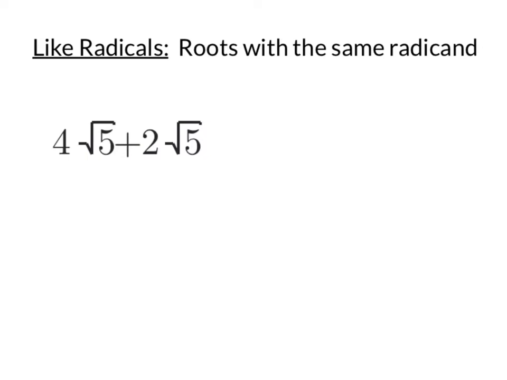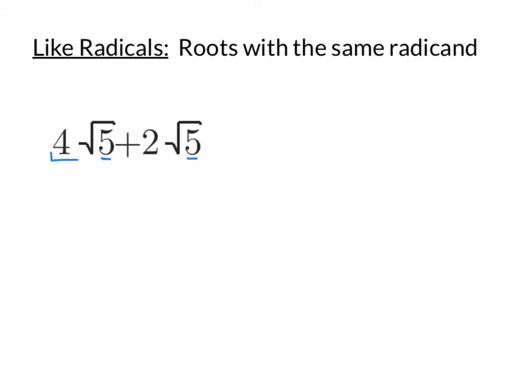Dealing with like radicals is going to be very similar. First of all, like radicals are going to be those roots that have the same radicand, so the same number underneath the root. And when we combine them, we're going to combine them by adding and subtracting those coefficients, the numbers that are out in front of those square roots. So when we have 4 square root 5 plus 2 square root 5, those radicands are both 5s. That means that both of these terms are alike. They have like radicals in them.